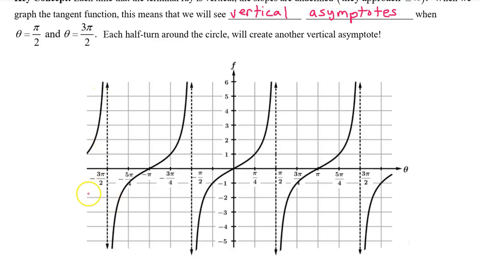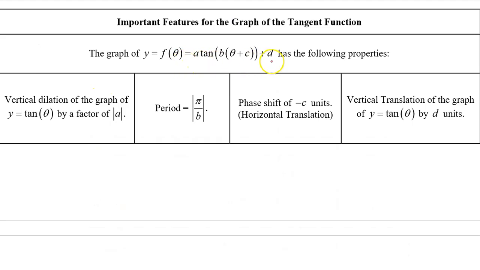Here's the general form of a tangent function with the transformations a, b, c, and d. As always, the a value represents a vertical dilation compared to the parent function y equals tangent theta.